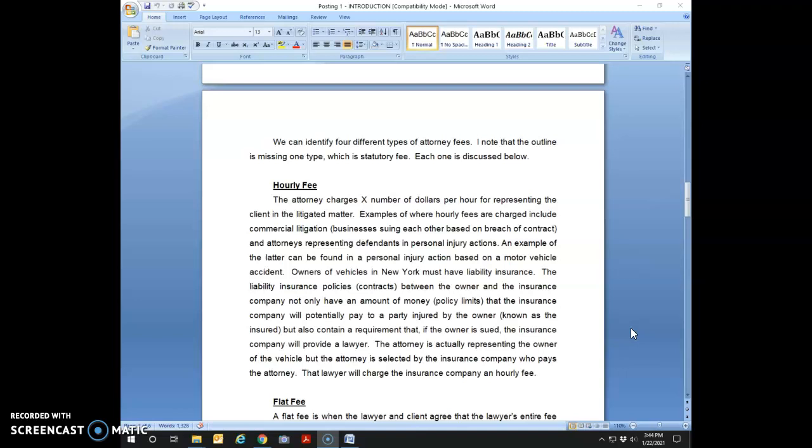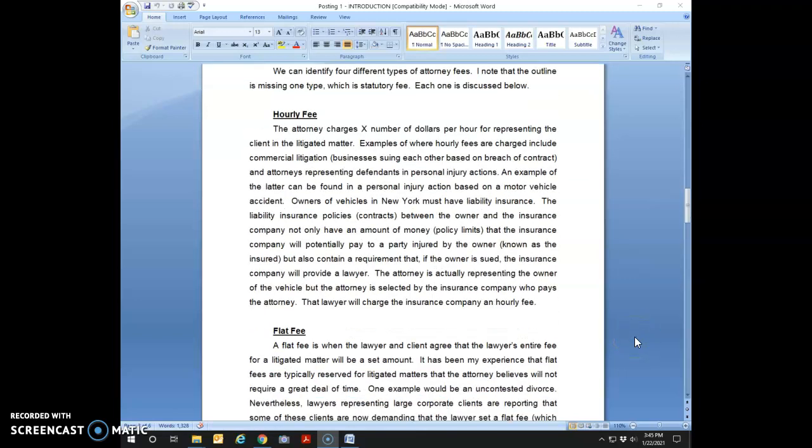So let's start with the first fee arrangement, which is the hourly fee. The lawyer charges the client X number of dollars per hour for representing the client. Certain kinds of cases give rise to hourly fees. I have commercial litigation cases and defense attorneys in negligence cases will be charging an hourly fee. What are the plaintiff's attorneys charging in personal injury cases?